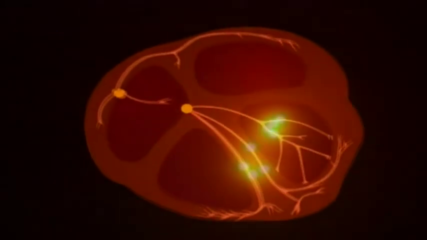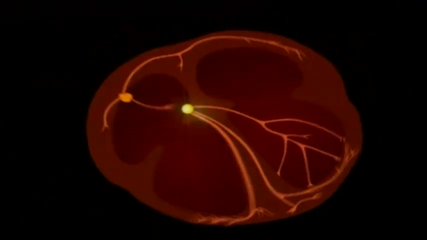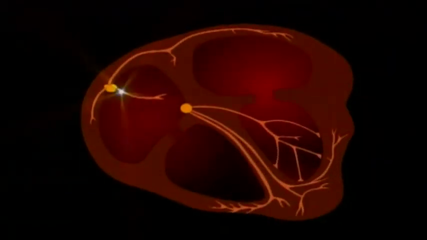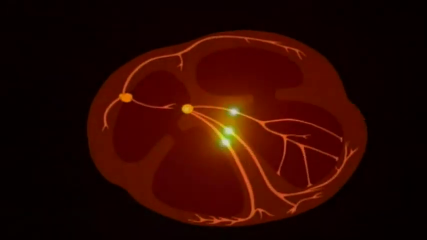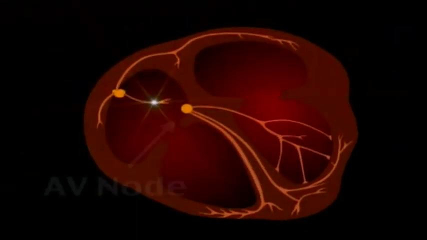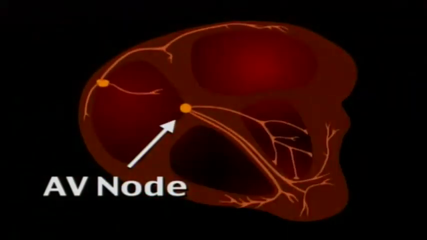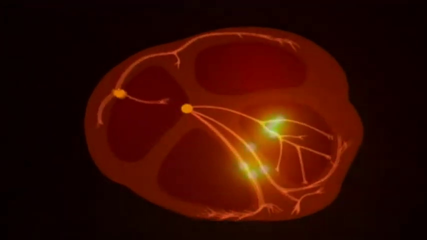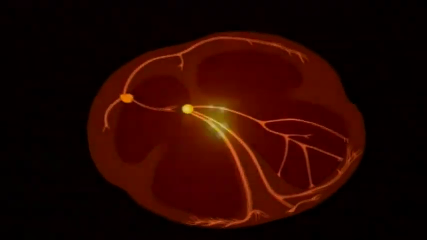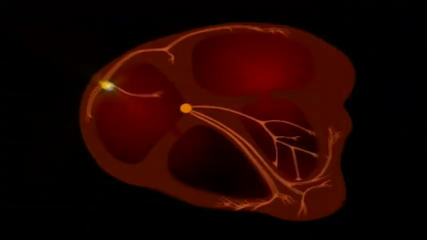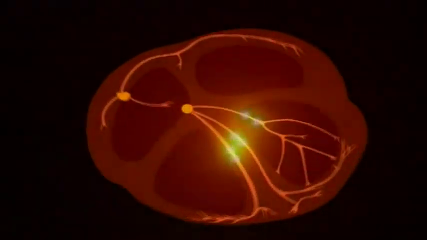In a healthy heart, an electrical impulse comes from a point near the top of the heart, called the sinoatrial, or SA node. The impulse travels down to the atrial ventricular, or AV node, near the bottom of the right atrium. From the AV node, the impulse spreads across the ventricles, causing the muscles to contract and force blood out of the heart.